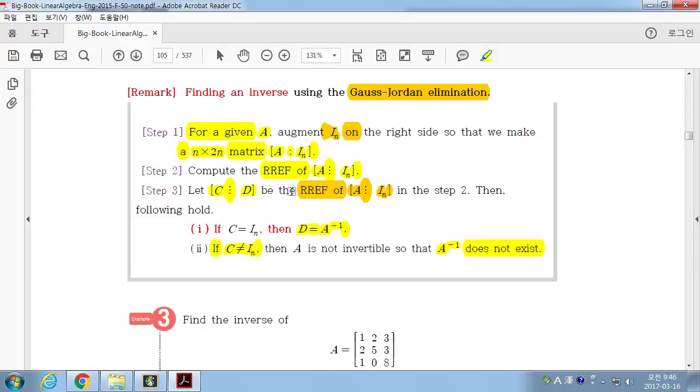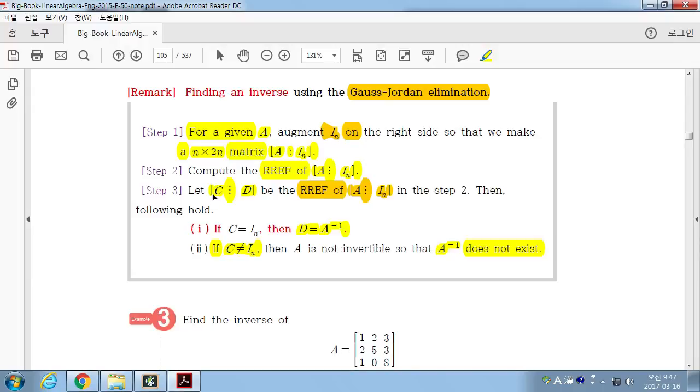행렬 내가 주면 이런 행렬 만들어서 RREF 구할 수 있죠? 손으로도 구할 수 있고 사이즈가 커지더라도 그냥 똑같이 정의하고 명령 하나만 주면 RREF 금방 나오지? 그렇죠? You can find it. Then if the C part of the RREF of this matrix is identity, then D is the inverse of A. Done.